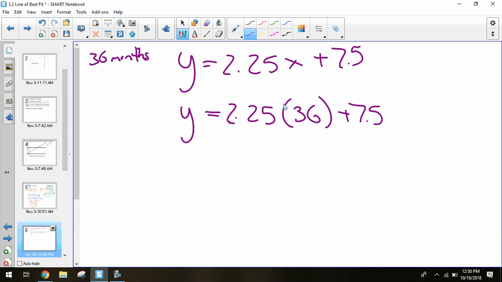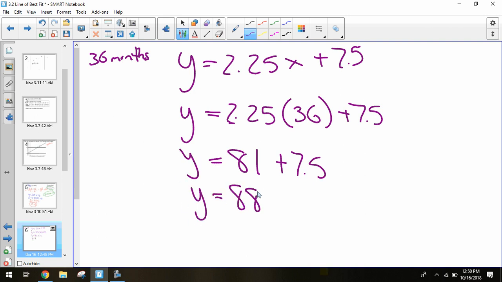So if we were to plug this into a calculator, you can take 2.25 times 36. That gives you 81 plus 7.5, which gives us 88.5. I think we said it was inches at the start.